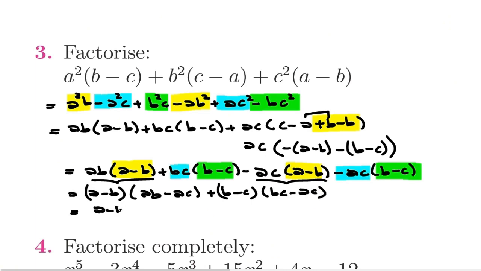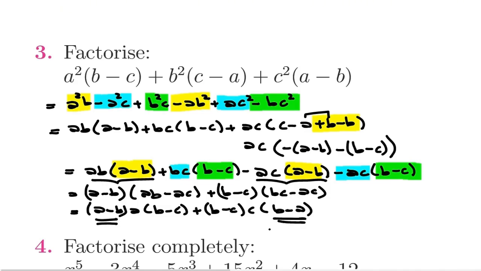Now here, there's a minus B. Here, I factor out A. B minus C remains. Here, there's B minus C. Here, I factor out C. B minus A remains. Now here, there's A minus B. Here, there's B minus A. Here, there's B minus C. There's B minus C. The B minus C's are common.